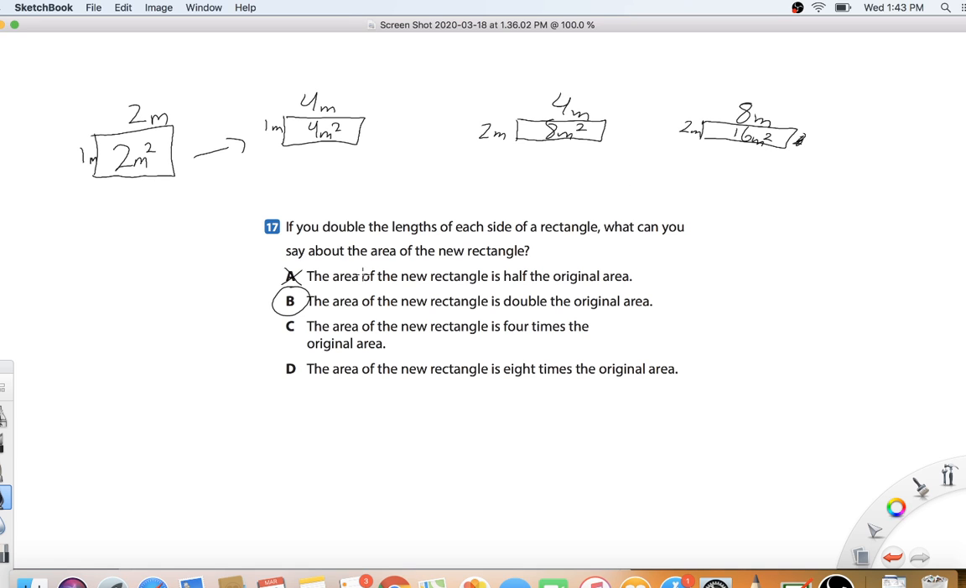Now let's see. The area of the new rectangle is half. No, it's not half. It's actually double. 8 times 2 is 16. The area of the new rectangle is double. Yes. The area of the new rectangle is 4 times the original. 4 times 8 is 32. That doesn't work. 8 times as many. 8 times 8, 64. That doesn't work either. So B would be the correct answer for this one.